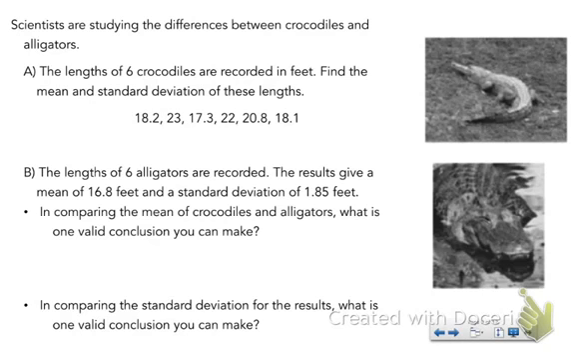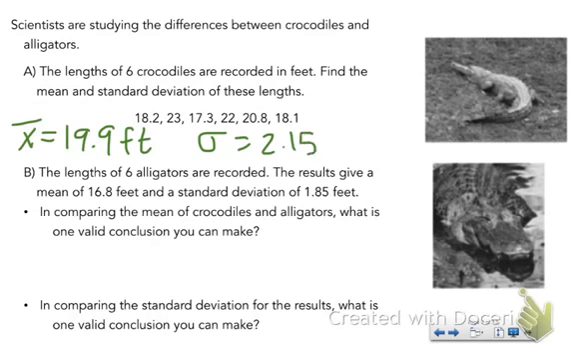Okay, for this one, scientists are studying the differences between crocodiles and alligators. The length of 6 crocodiles are recorded in feet. Find the mean and standard deviation of these lengths. So again, if you do it in your calculator, you get 19.9 feet as the average, the mean, and standard deviation is 2.15 feet. So then B says the lengths of 6 alligators are recorded. The results give a mean of 6.8 feet and a standard deviation of 1.85 feet.